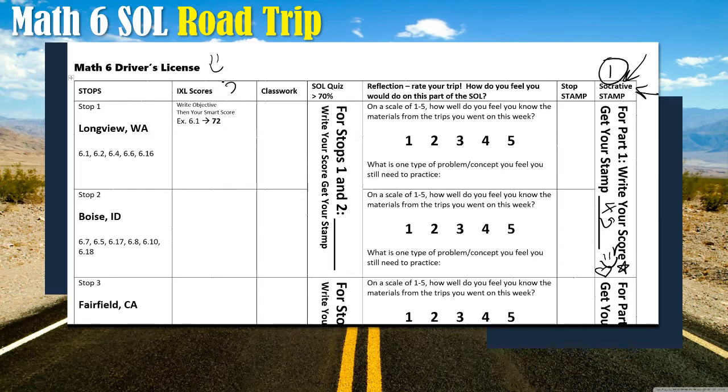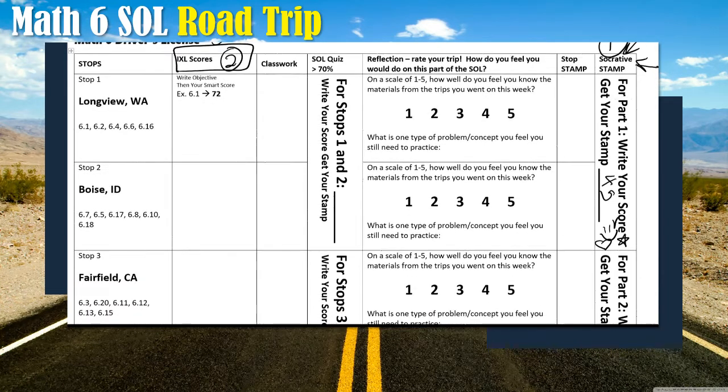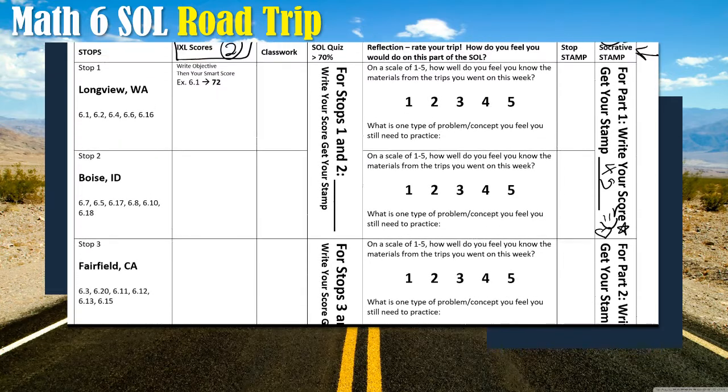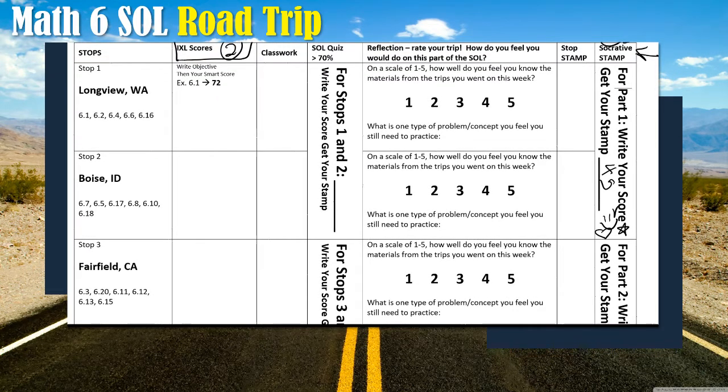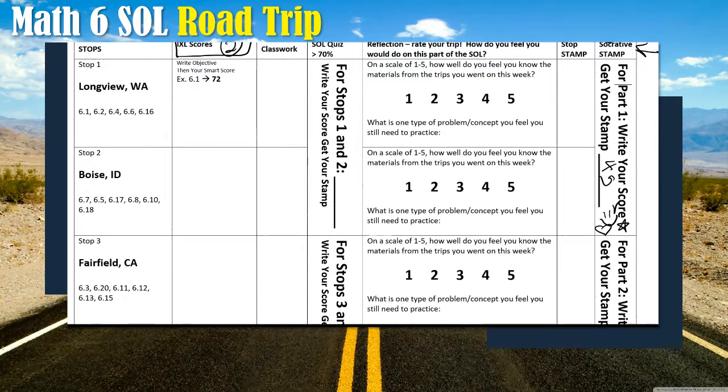Step number 2 is going to be right here where it says IXL scores. In your IXL scores, this is where you're going to fill in the data from the Socrative page. So the ones that you highlighted, you're going to fill in here. For instance, say you need help with SOL Objective 6.2, you're going to write 6.2 in the box. Say you needed help with 6.7, you're going to write 6.7 next to stop number 2.